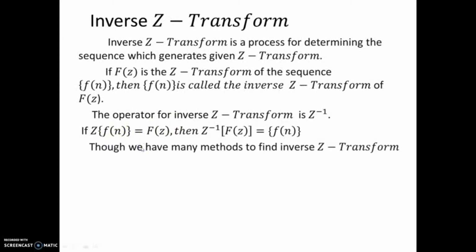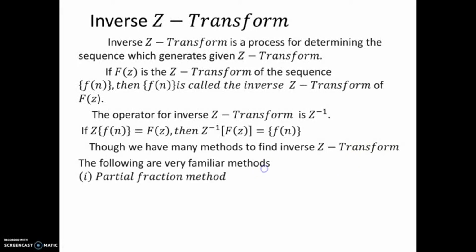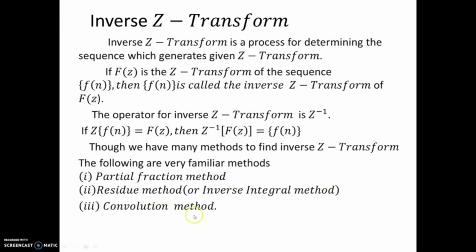Though we have many methods to find inverse Z transform, the following three methods are given in the Anna University syllabus. The first one, partial fraction method. Next, residue method, which is also called the inverse integral method. Third one, convolution method. Different methods of finding inverse Z transform of a function F of z will give different types of mathematical expression. But after evaluating the expressions for each value of n, we may get the same sequence.